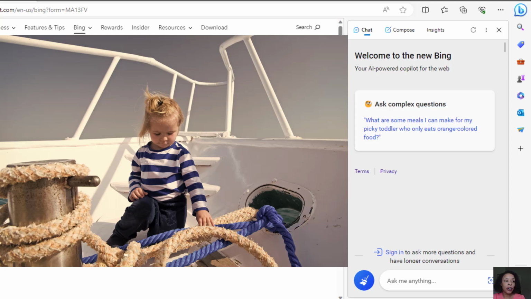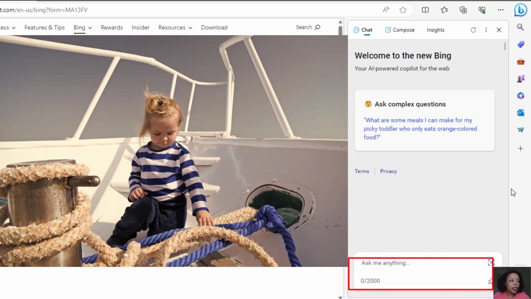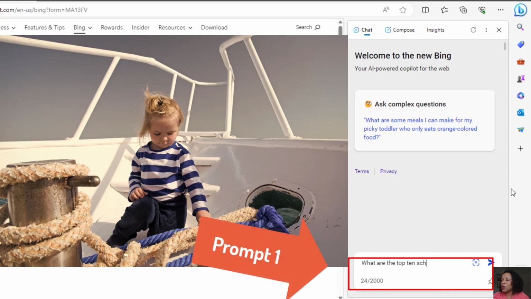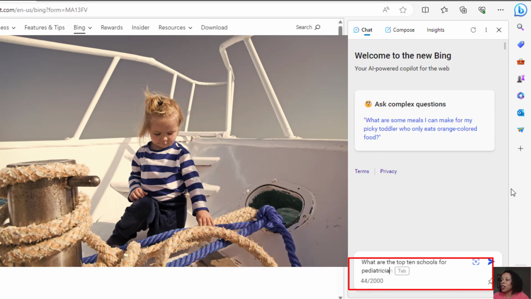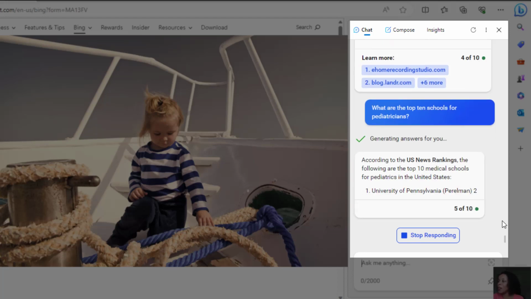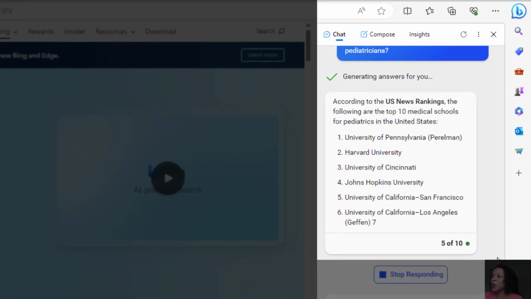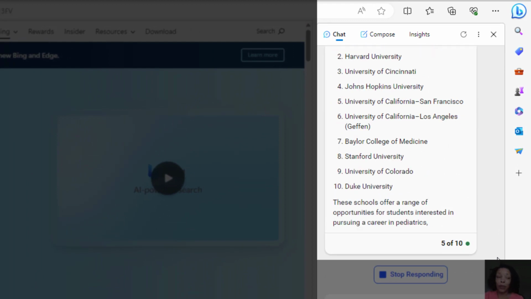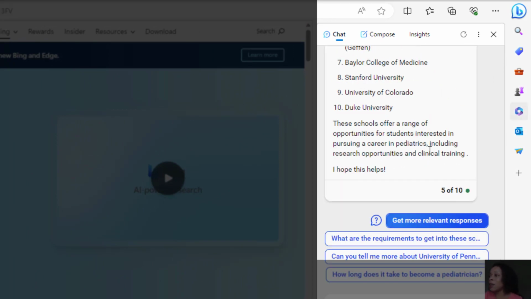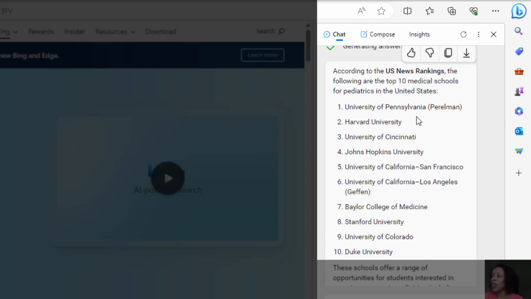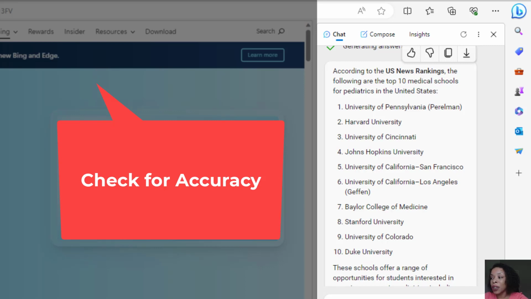You have no idea where to start. It says ask me anything. Well, ask it. What are the top schools for pediatrician? Look at that. According to US News rankings, the following are the top 10 medical schools for pediatricians, and it gives them to me. We see University of Pennsylvania, Harvard, University of Cincinnati. So just like that, it's giving me a list of schools. Maybe I knew about some, maybe some I didn't know even existed that I can start looking into. Now, it may not be completely accurate, so you want to fact check what it brings up.